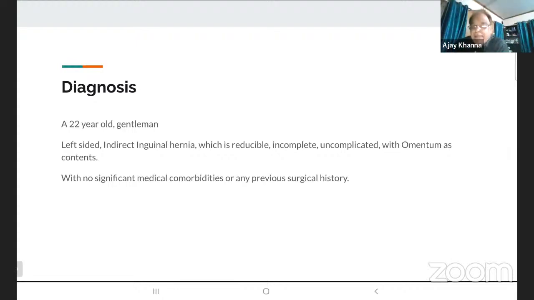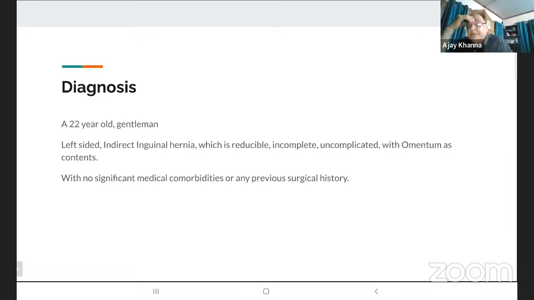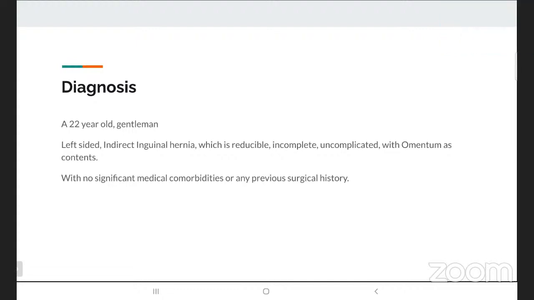When you're doing the TAPP repair, where do you place the mesh? In the pre-peritoneal space. In both cases? Yes, sir, in both the cases. Only the approach to the pre-peritoneal space is different.